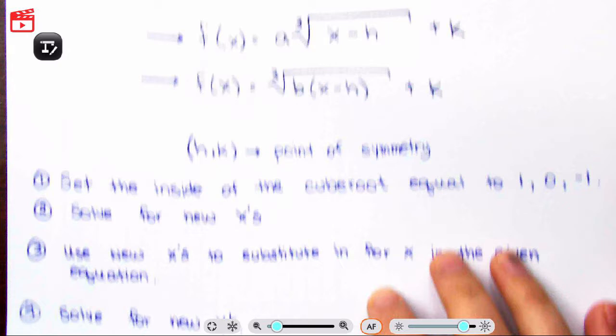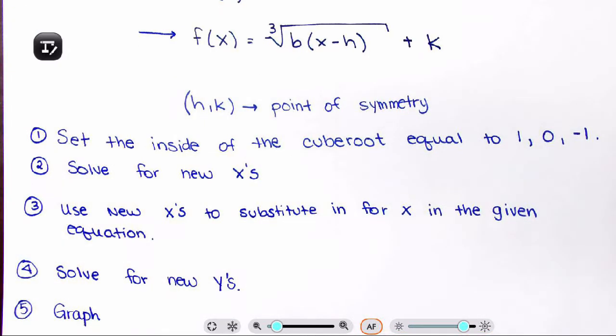All right, so here are our steps on how to graph cube root functions. Step number 1, you're going to set the inside of the cube root equal to 1, 0, and -1, just like we did originally with our bubble. Your bubble is going to be your cube root. You're going to set the inside of your cube root equal to 1, then equal to 0, and for the third one, equal to -1. You're going to solve for your new x's.